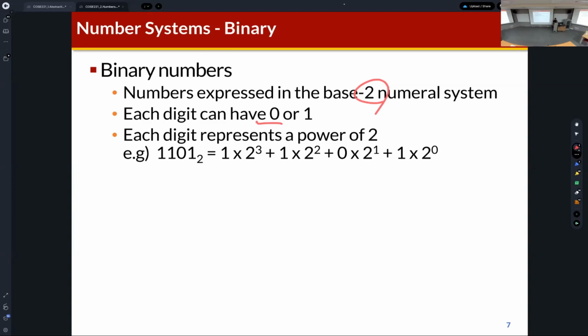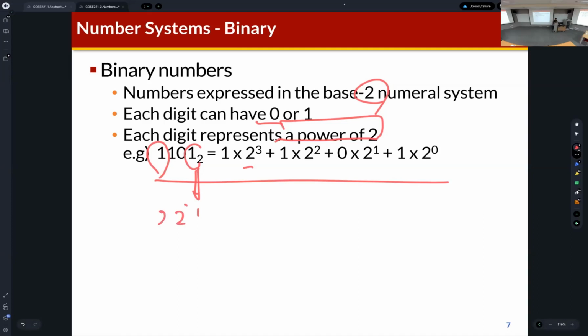Which means, like the decimal number system, each digit represents a power of 2. It's the same. So each digit is 2 to the power of 3, right? And this digit represents the magnitude of 2 to the power of 0, which means 1. This is 2 to the 1, 2 to the 2, 2 to the 3. Okay, so this is the binary number system, right?